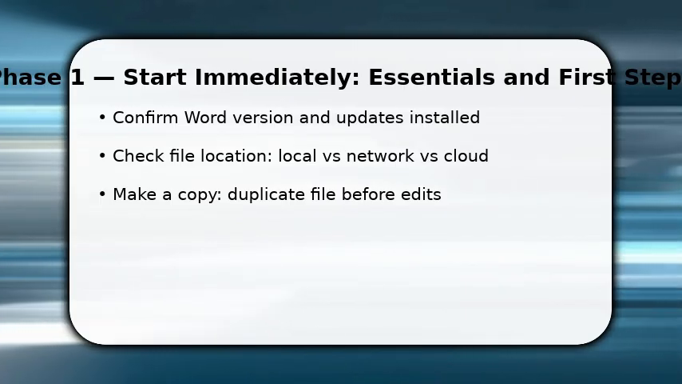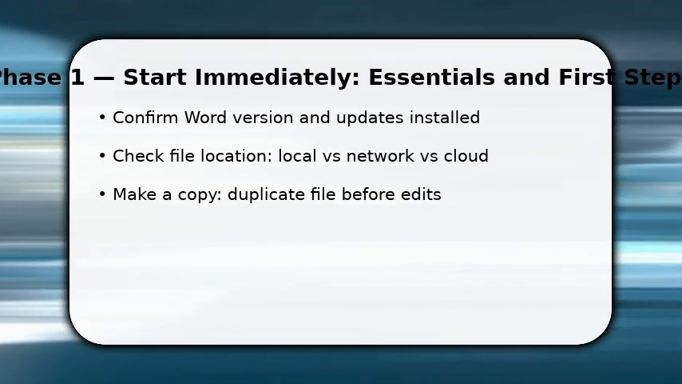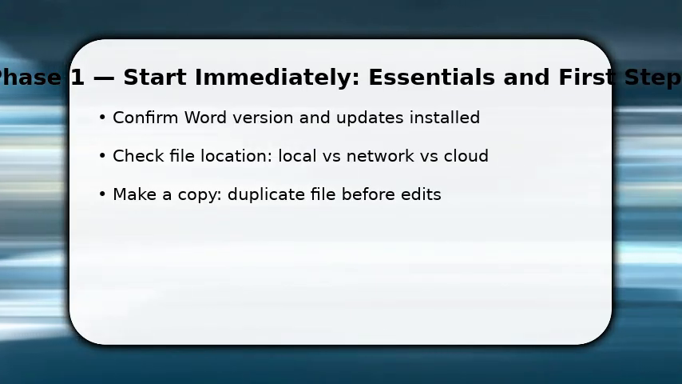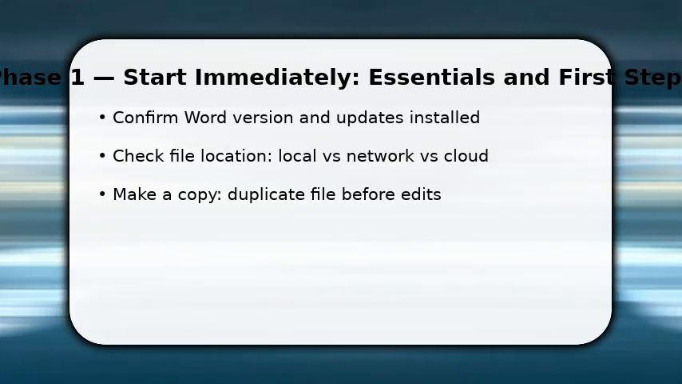Make a duplicate copy now to avoid data loss, then try opening the copy. If the document came from email or web, unblock it in File Properties. Once done, you'll know whether the lock is permission-based, protection-based, or a file corruption symptom.